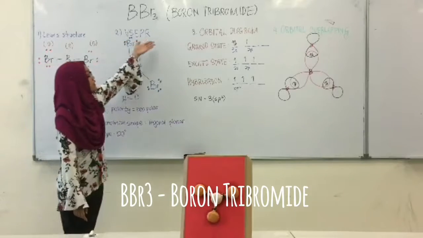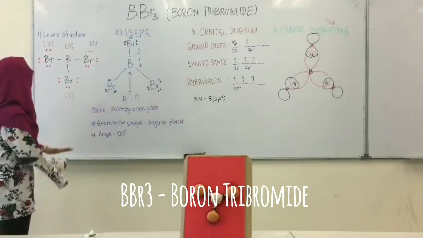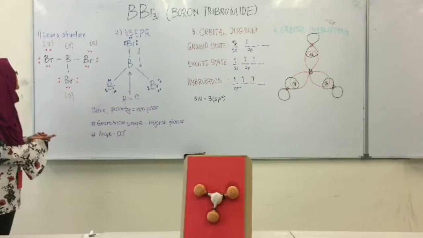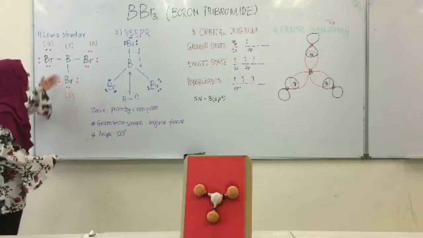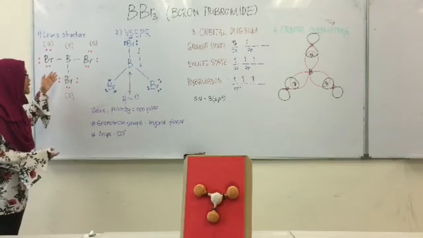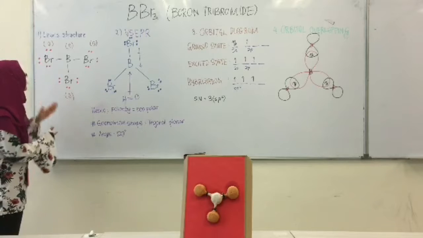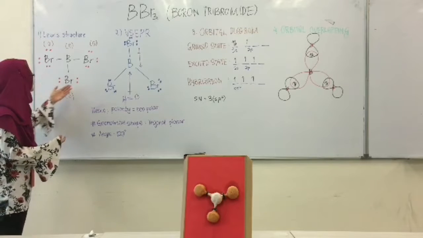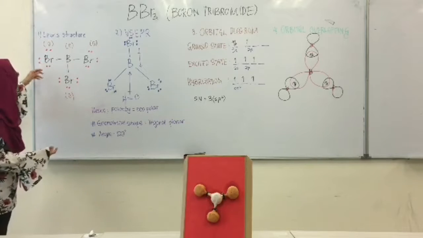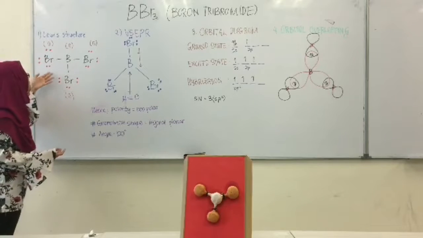This is boron tribromide. Okay, first, I will talk about the Lewis structure for boron tribromide. First, we draw B at the center as it has less electronegativity than bromine. Then we draw 3 bromines because it has 3, and we draw their valence electrons.